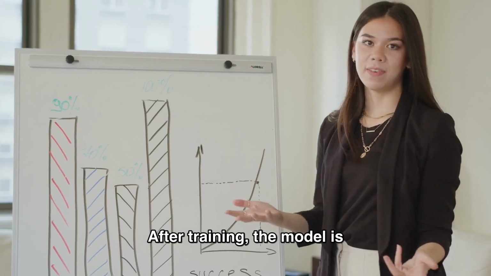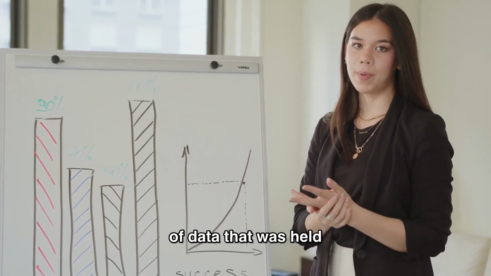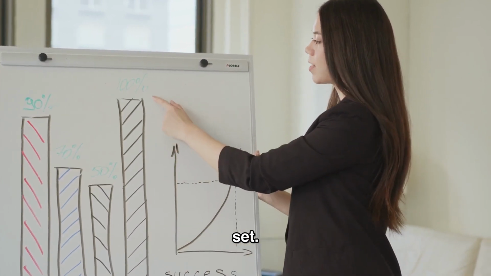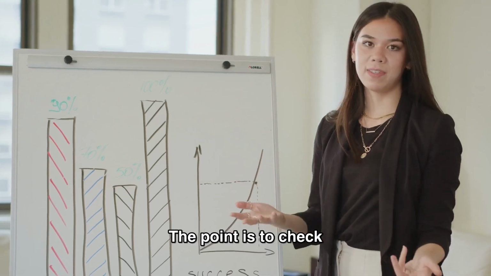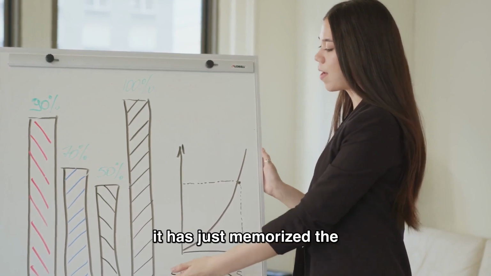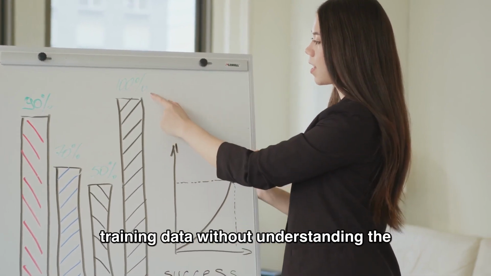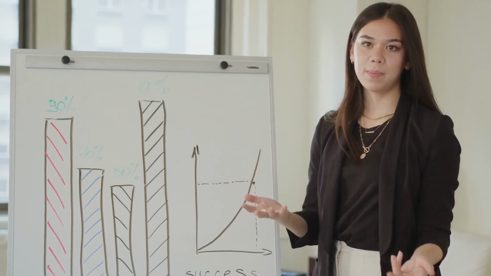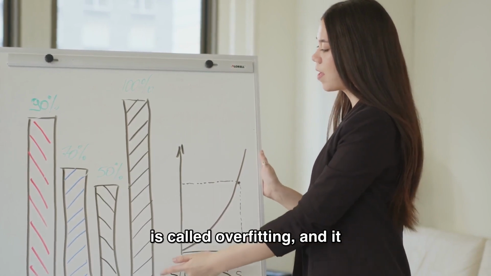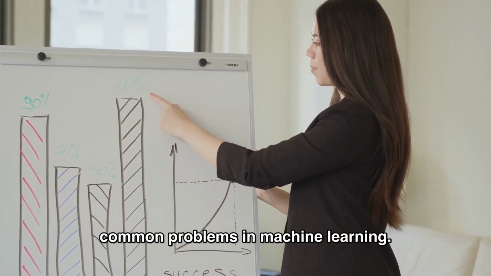After training, the model is tested on a separate set of data that was held back during training. This is called the validation set. The point is to check whether the model has actually learned something useful or whether it has just memorized the training data without understanding the patterns. Memorizing training data without generalizing is called overfitting, and it is one of the most common problems in machine learning.